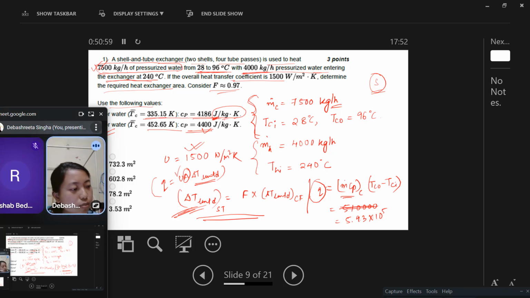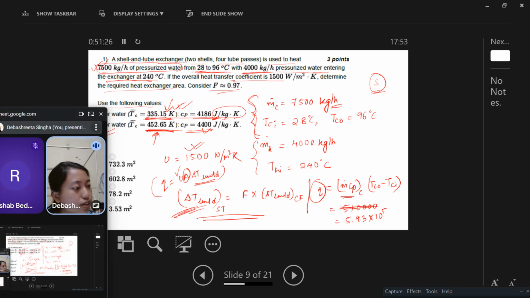The first one, the above one, is for cold fluid, because the temperature here is lesser and the temperature here is higher. The below fluid is higher. That's why this is the hot fluid and this is the cold fluid. And what temperature is this? This is exactly the average temperature of the cold fluid, average temperature of the hot fluid.